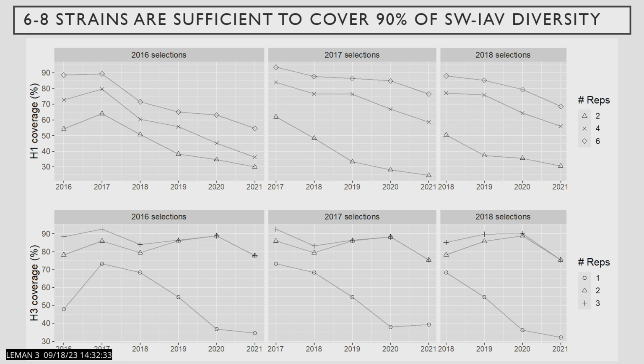When we do selections in 2016, for example, for H1s, you can see that 4 to 6 representatives across the selection years give you pretty high coverage of 80 to 90%. And then next year, typically that coverage remains relevant. And then maybe it starts dropping off after 2 years or so. And for H3s, 2 to 3 representatives are sufficient to cover 80 to 90% of diversity. And that representation stays relevant for longer. So basically this suggests that perhaps 4 to 6 antigens for H1s might be sufficient, and then you would need to swap out those antigens every 2 years or so.